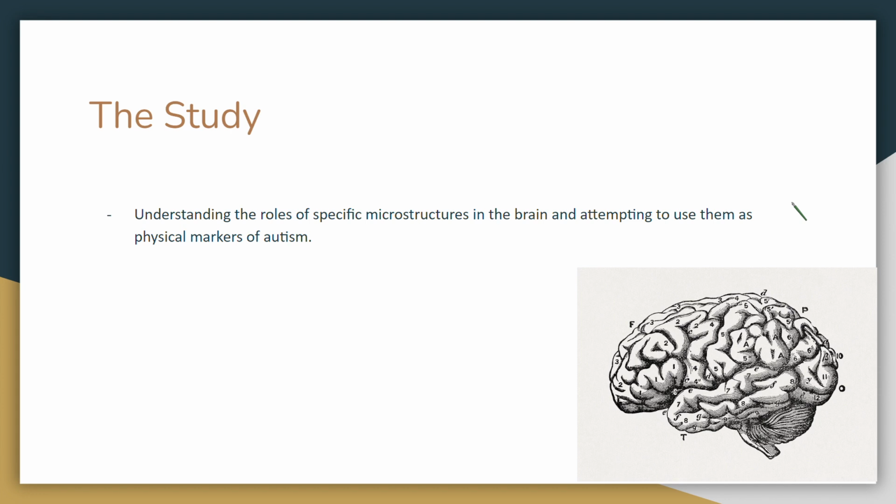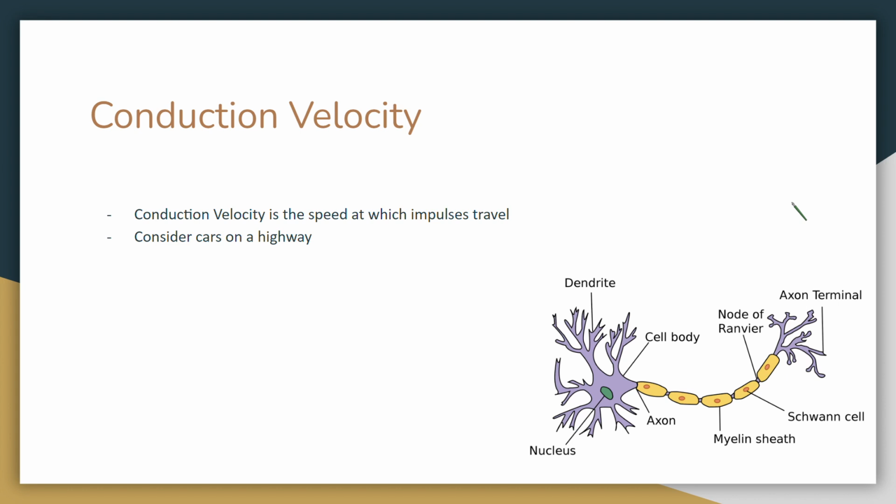So, conduction velocity is the speed at which impulses travel down a neuron. So, for anyone who doesn't understand, a neuron is a brain cell, essentially, and the way that signals get between neurons is through electrical impulses traveling from the front end of the neuron, called the dendrite, through the axon, which is the long part, and getting to the axon terminal at the end, where they pass off that information to another brain cell to repeat that. Essentially, conduction velocity is the speed at which that electrical signal travels through the neuron.